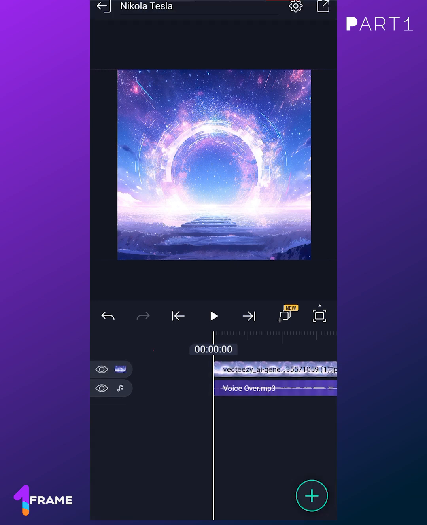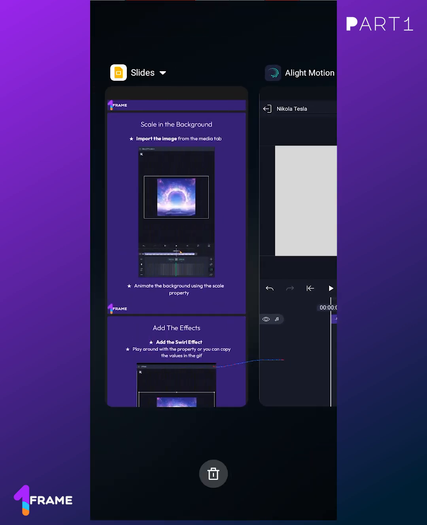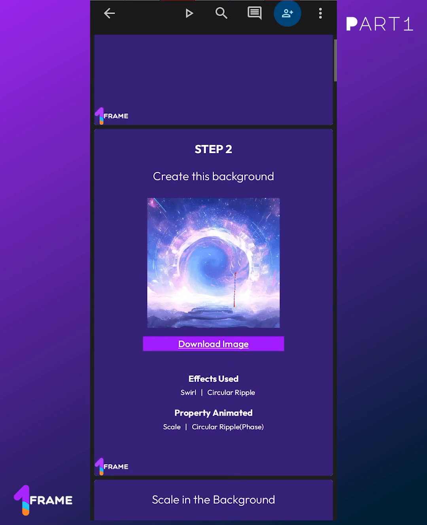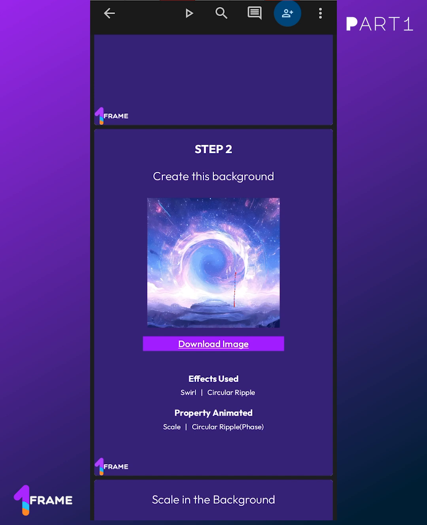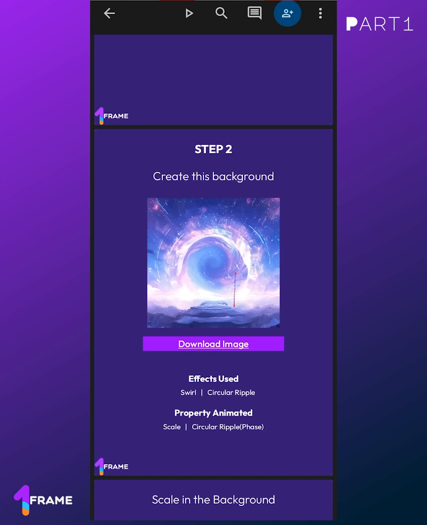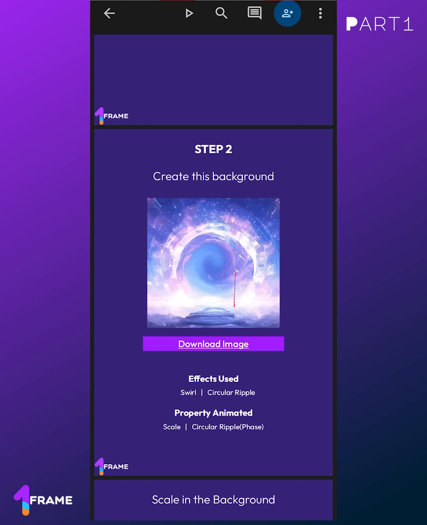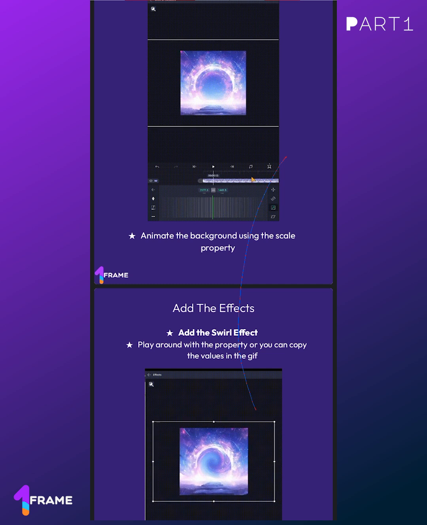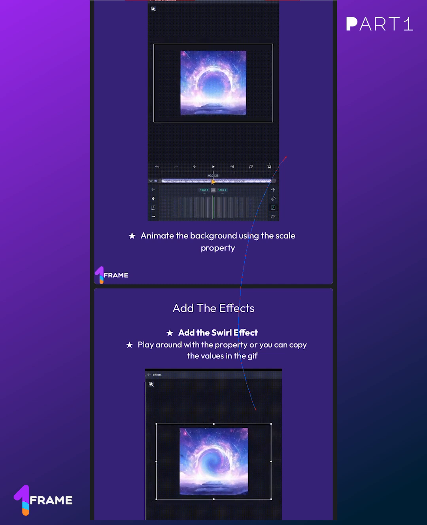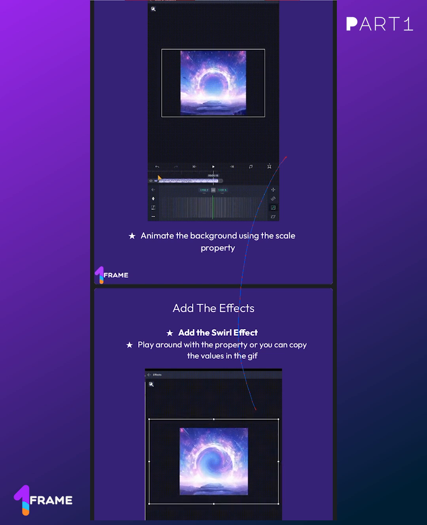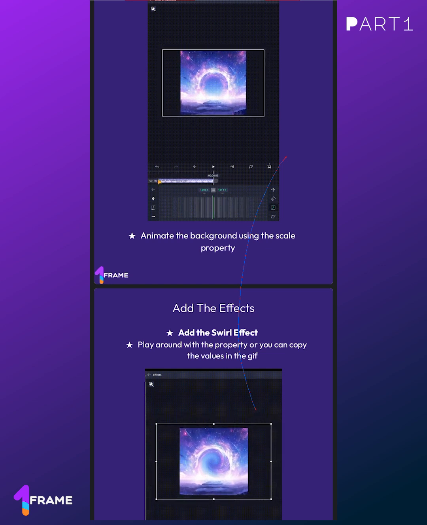Okay, so now if you take a look at the sample we have here, you can see that the animation of the background scales in. Okay, so now let's replicate that first, because that's the step right there. Animate the background using the scale property. That is, we are animating in. You can see it starts big, then we animate it, then we shrink it down till it fits the composition. That's the kind of effect we're going for.